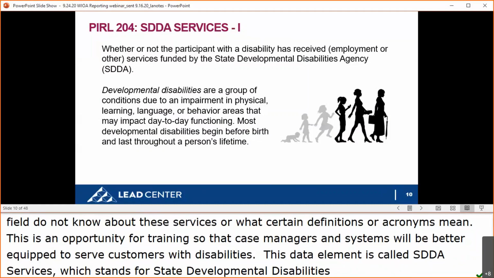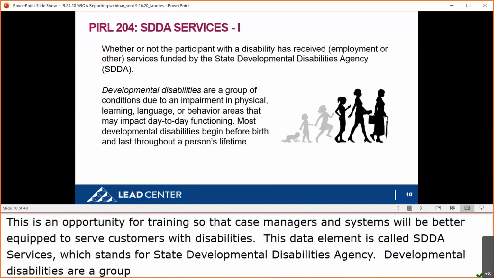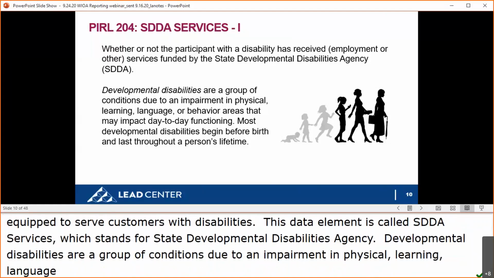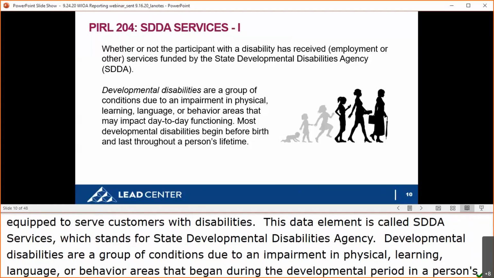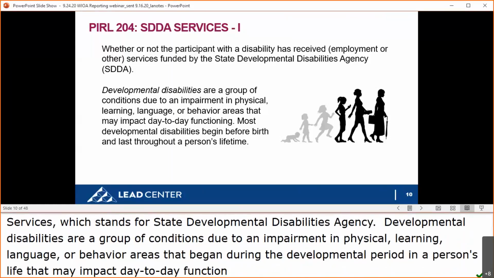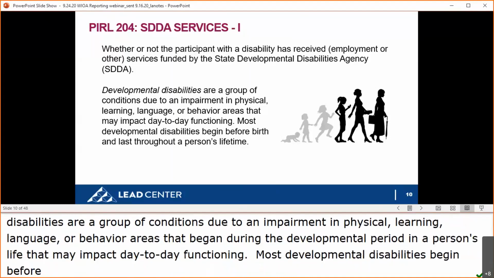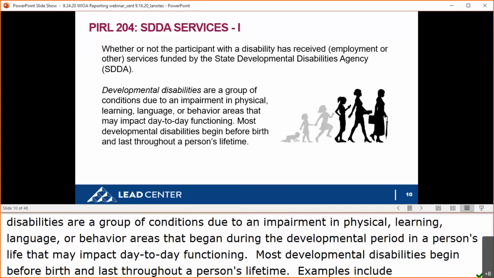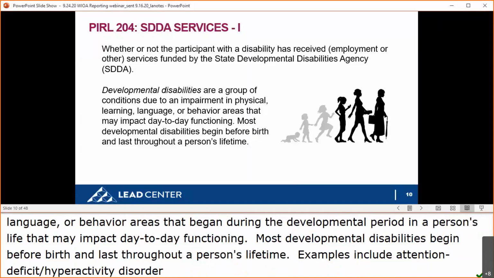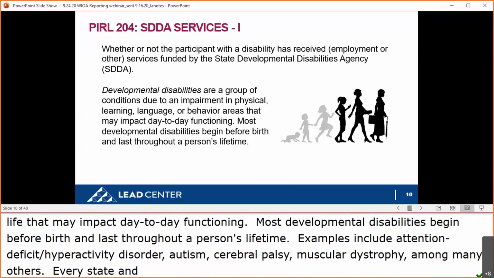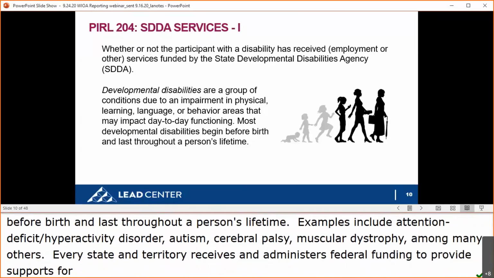Developmental disabilities are a group of conditions due to an impairment in physical, learning, language, or behavior areas that began during the developmental period in a person's life that may impact day-to-day functioning. Most developmental disabilities begin before birth and last throughout a person's lifetime. Examples include attention deficit hyperactivity disorder, autism, cerebral palsy, muscular dystrophy, among many others. Every state and territory receives and administers federal funding to provide supports for individuals with developmental disabilities, including employment-related services.